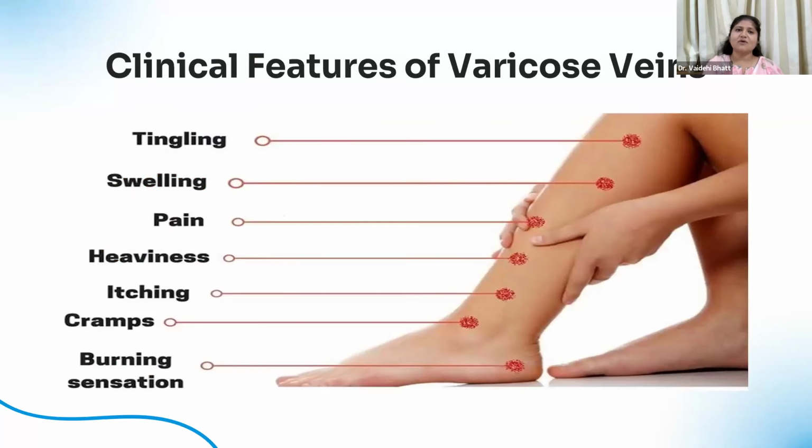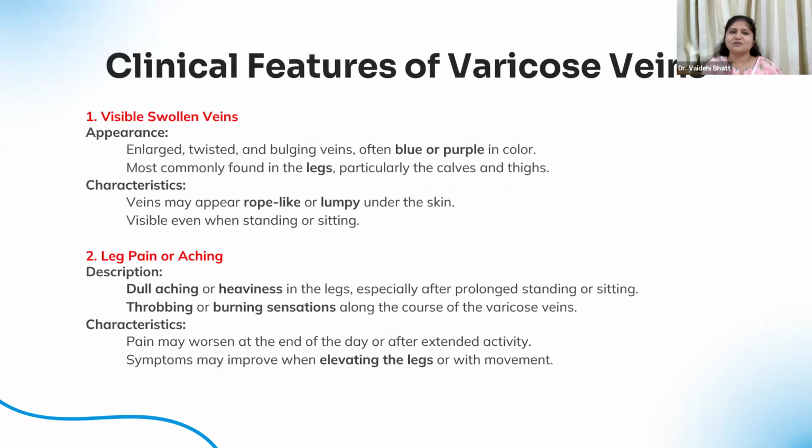So what are the clinical features of varicose veins? What are the problems faced by the patient due to the development of varicose veins? First are the visible swollen veins. These are enlarged, twisted, bulging veins with a blue or purple color, and there is a rope-like lumpy structure developed under the skin, visible on chronic long-time standing and sitting, and that will lead to the development of leg pain and aching.